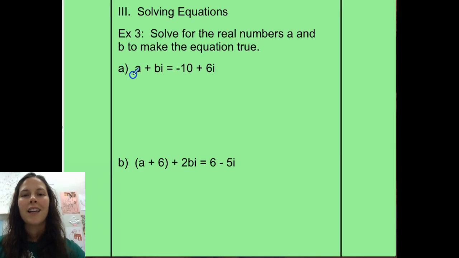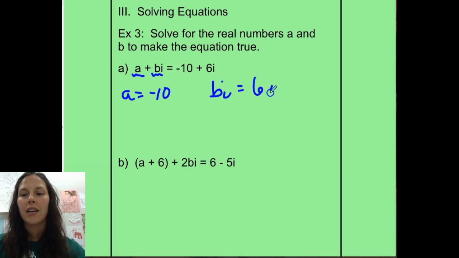Complex numbers can have a real part as well as an imaginary part. So when you see a, that is the real part. b times i, b would be the coefficient of the imaginary part. So we simply set the real part equal to a, and the imaginary part equal to bi. Dividing both sides by i, we would get b equals 6.